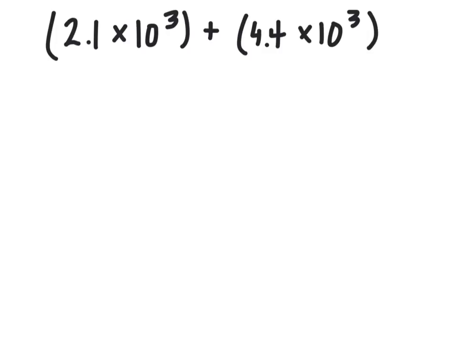2.1 times 10 to the third power plus 4.4 times 10 to the third power. So first step, let's rewrite these numbers in standard form. Taking 2.1, multiplying it by 10 to the third power, or 1,000, we get 2,100. Looking at 4.4 times 10 to the third power, also multiplying by 1,000, we get the number 4,400.